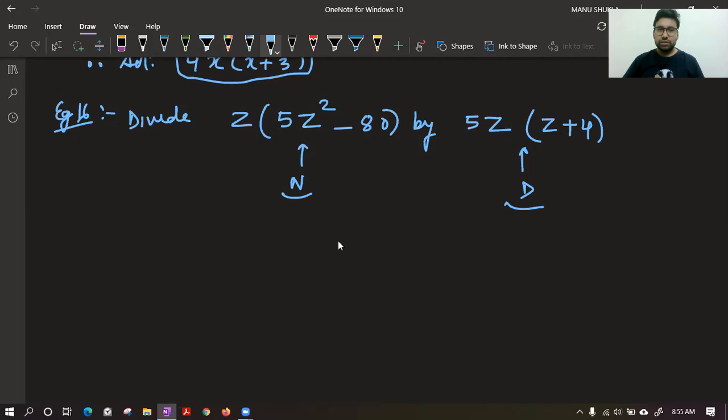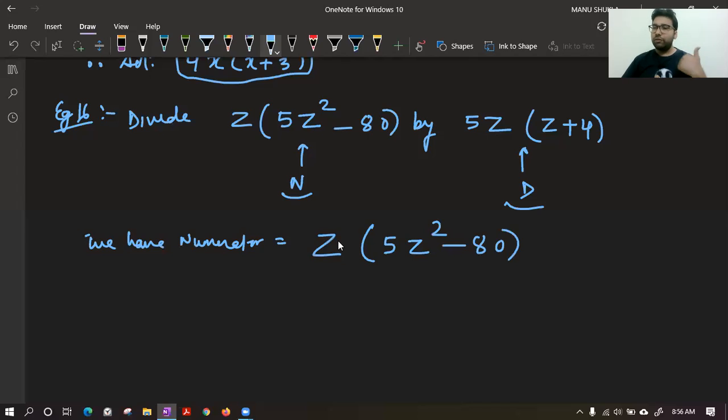So first we will write like this. We have numerator equal to 5z square minus 80, and we will think, can we simplify this? Can we take anything common in this? We will think like that. Yes class, please answer. Is there anything common inside the bracket?